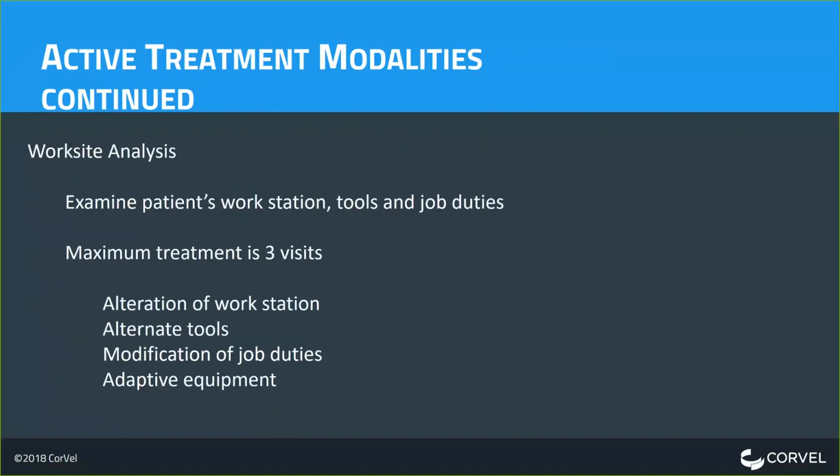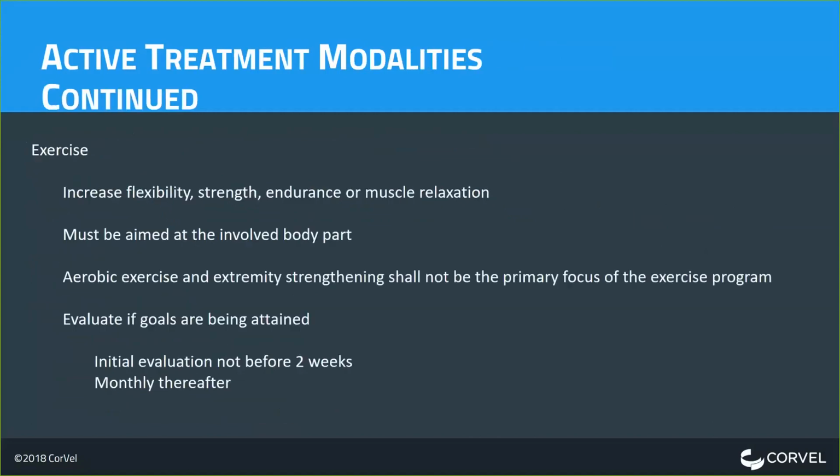There's rules regarding worksite analysis to examine the patient's workstation, tools, and job duties. And again, maximum is 3 visits. And then there's also active treatment modalities regarding exercise. It must be aimed at the involved body part. There should be ongoing evaluation regarding whether or not the goals are being attained.